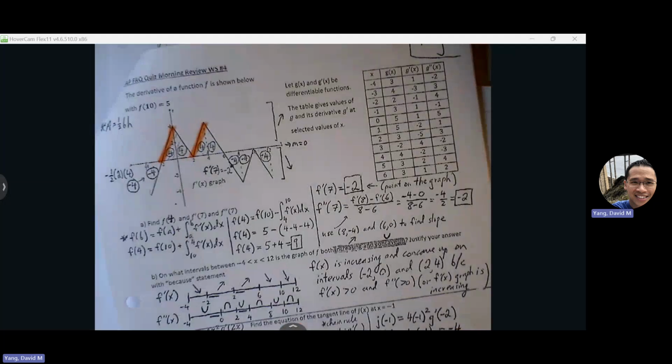Stuff like rate in, rate out, Riemann sum, solving differential equations, that's next week.